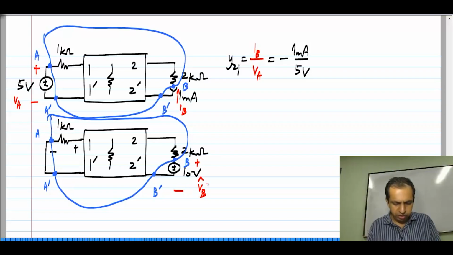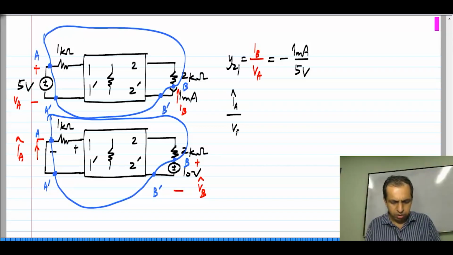I have VB hat, which is 10 volts, and what I was asked to find was the voltage drop in this resistor, which we know is related to the current through this short circuit. So, I will find IA hat. Again, that is the direction with which we define the 2 port currents.